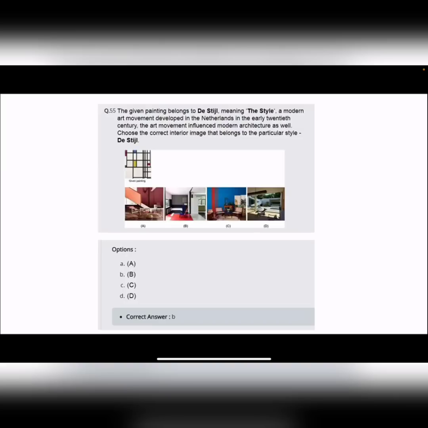Next question. The given painting belongs to De Stijl, meaning the style, a modern art movement developed in the Netherlands in the early 20th century. The art movement influenced modern architecture as well. Choose the correct interior image that belongs to the particular style. De Stijl. The speciality of the De Stijl movement is that they have shown a given painting.